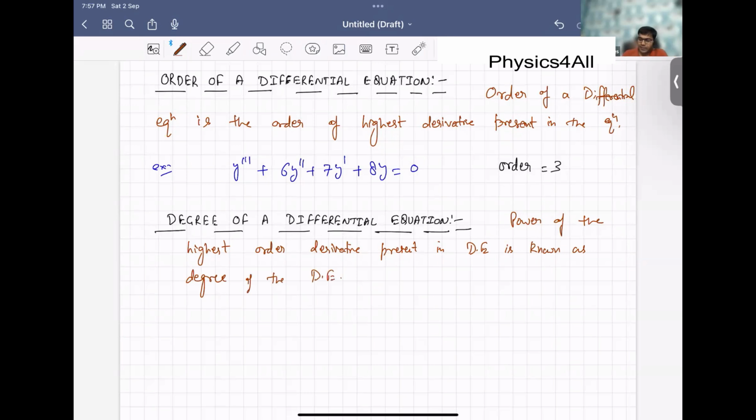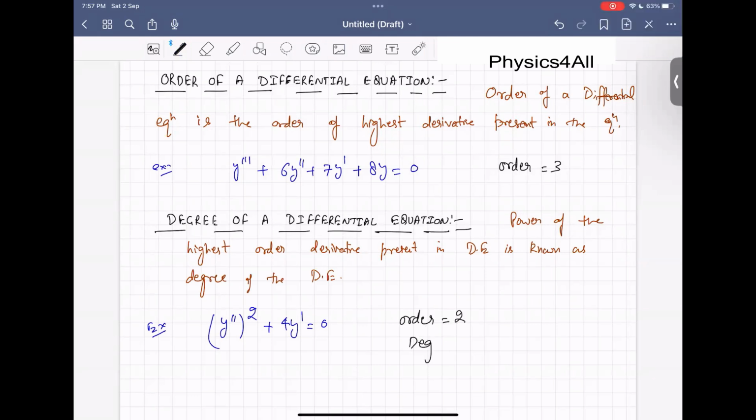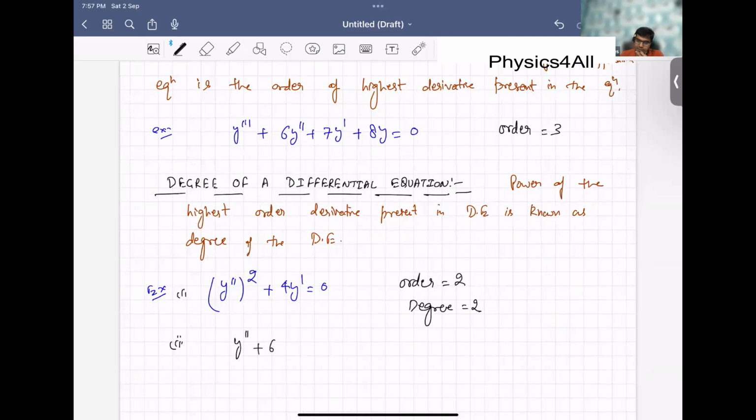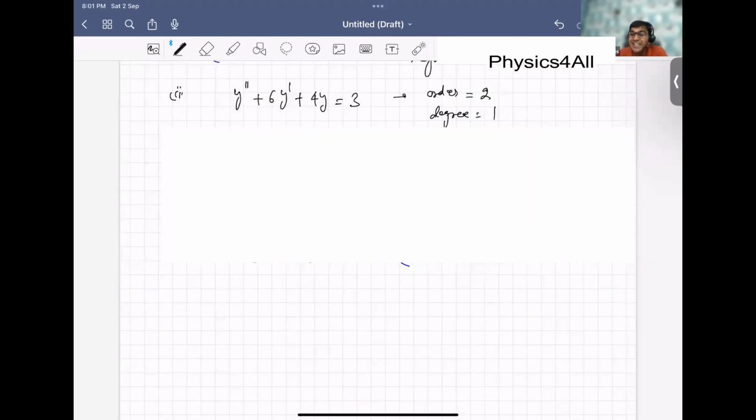For example, I give you an example here. Suppose you tell me what's the degree of this particular equation. What's the order first of all? What's the order? 2. Order is 2. What's the degree? 2. Okay. Order is 2 and degree is 2. Double prime plus 6y prime plus 4y equals 3. What's the order of this? 2. And degree? 1. 1.